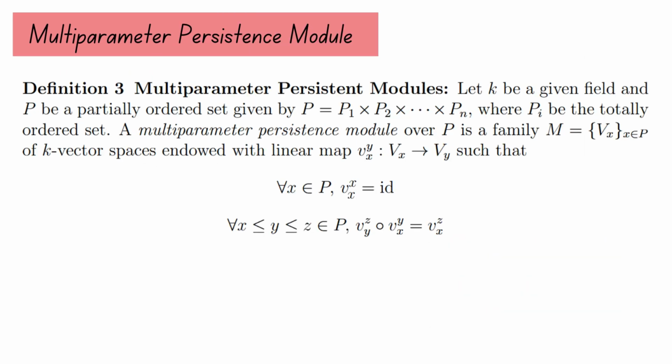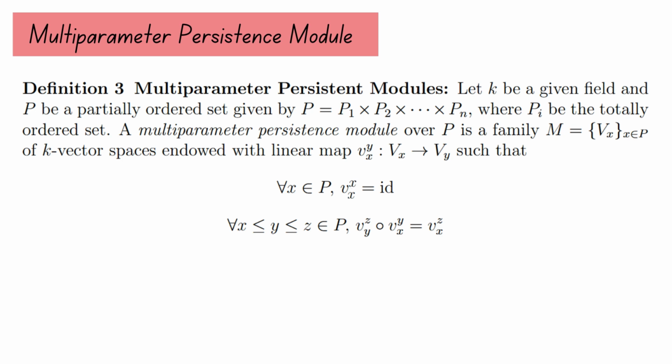Now we will define multiparameter persistent modules. So for a fixed field k, we again take a partially ordered set, and we define a multiparameter persistent module over this partially ordered set to be a family of vector spaces, and these vector spaces have linear maps between them such that we translate reflexivity in the partially ordered set to be the identity map between the vector spaces, and also we translate the transitivity in this partially ordered set to be the composition between the linear maps.